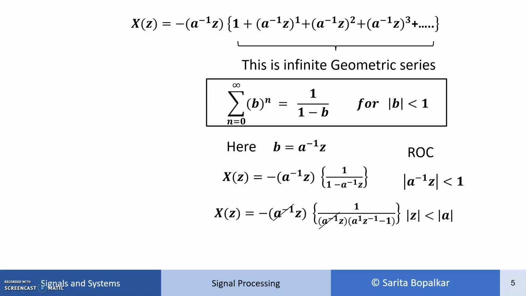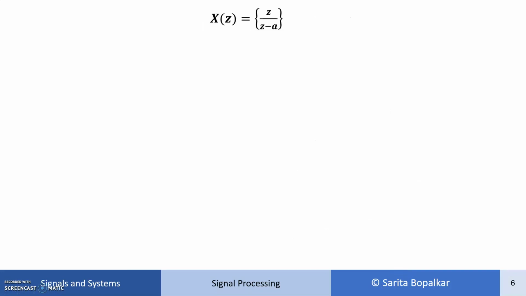And what is ROC? Here z raised to minus 1 will take this side, so mod z less than mod a. So here take this minus inside and we'll get X of z is equal to z upon z minus a, where mod z is less than mod a is our ROC.